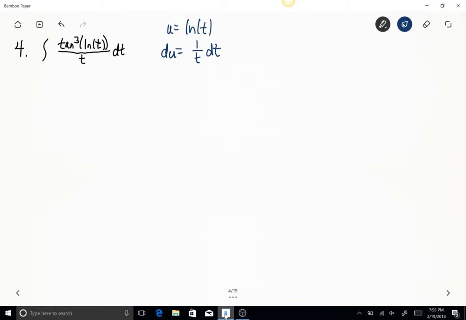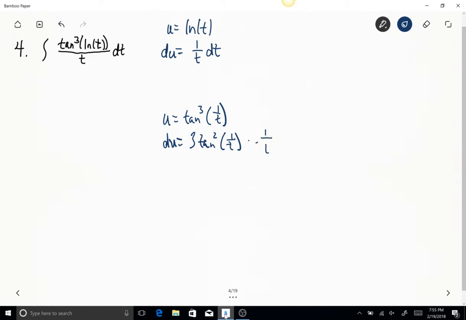So if you tried tan cubed of something like 1 over t, you try it out, and notice, what does du happen to be? Well, if I do my derivative correctly, I get 3 tan squared of 1 over t times negative 1 over t squared, right? And so you can recognize pretty quickly, oh wait, this isn't matching what we have up here.